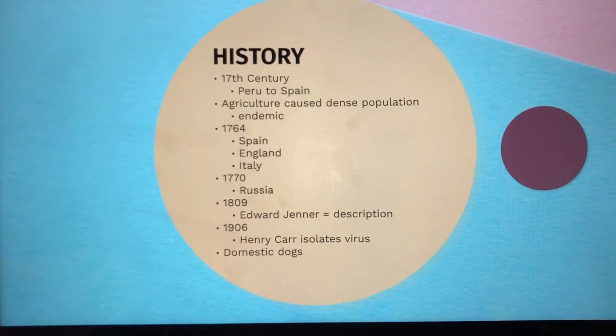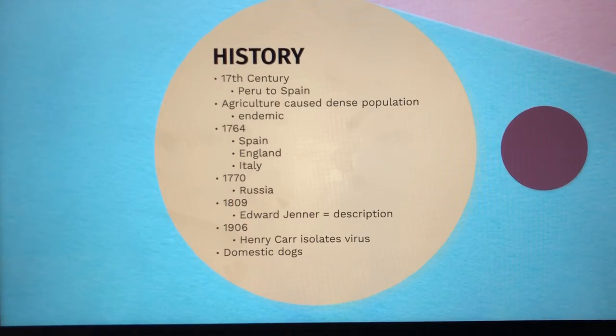By 1764, it was present in Spain, and then it traveled to England, and then to Italy. By 1770, it was in Russia, and basically now it's pretty global. It's commonly found in most continents and countries.